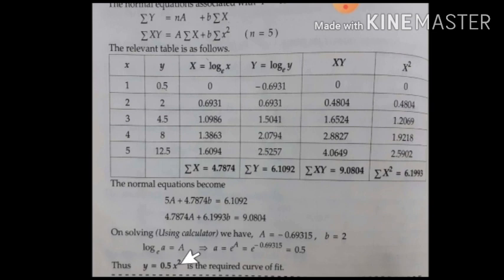So these are the simple problems related to curve fitting. Any curve can be asked to fit. So practice this problem. Thank you.